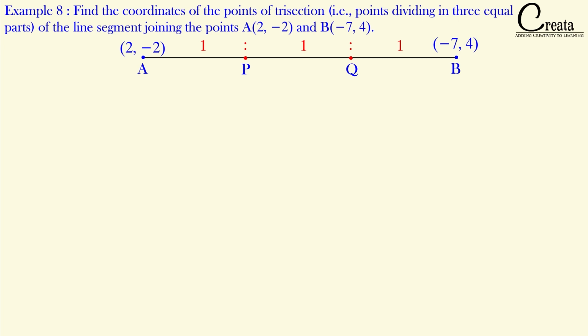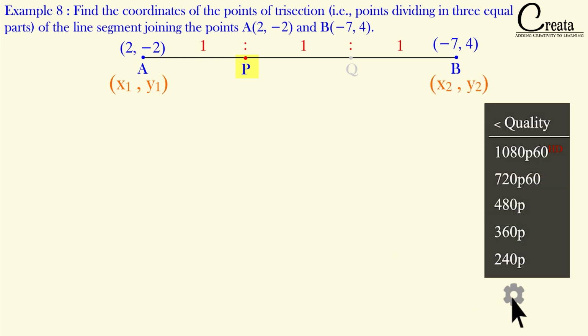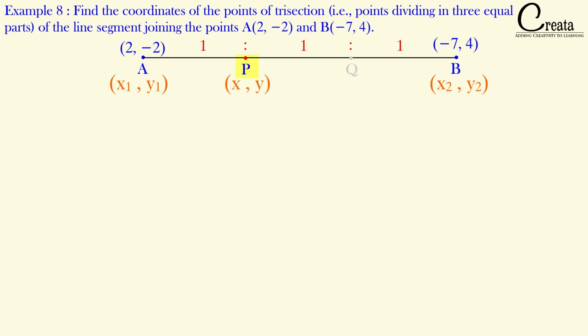Firstly, let's find the coordinates of point P. For the time being, let's dissolve the point Q. Now we have only 3 points, A, P and B. We know the coordinates of point A, that is x1, y1, and the coordinates of point B as x2, y2, and we have to find the coordinates of point P, that is x, y. We also know the ratio of AP is to PB, that is m1 is to m2, as 1 is to 2.